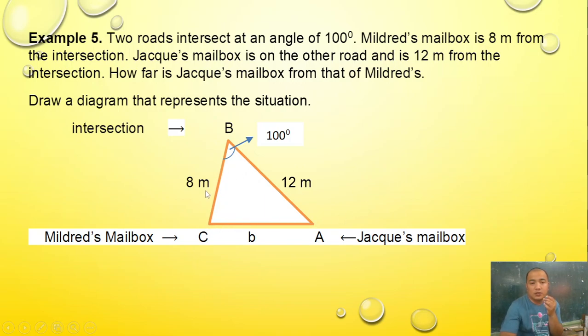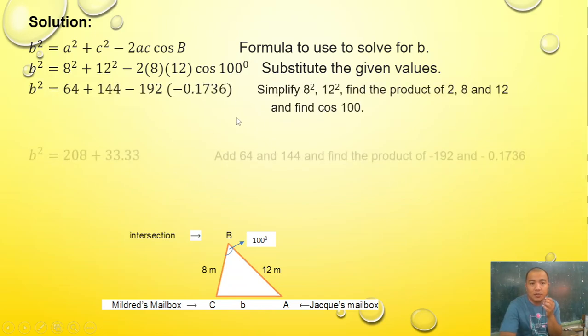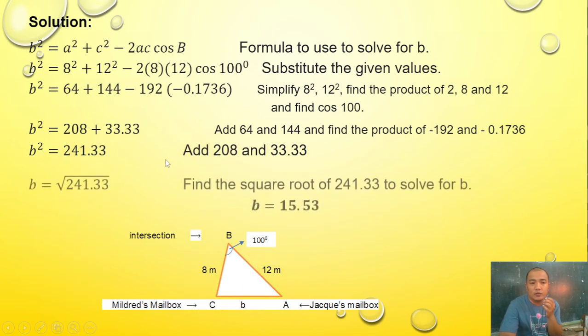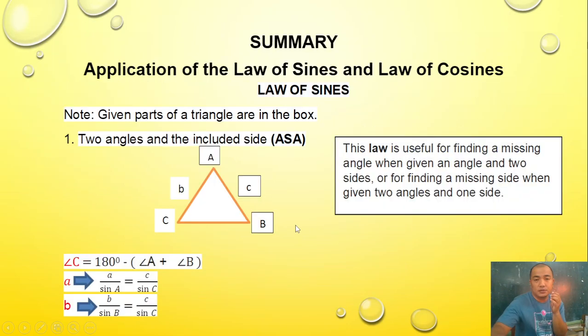Okay, since the given information are the side, angle and side, two sides and an included angle, we're going to use the law of cosines to solve for B. Yon, a squared plus c squared minus 2ac times cosine B. Substitute the given value, simplify. Yan, 208 plus na yan kasi negative times negative, positive. So, magiging 241.33. Get the square root of both sides. The answer is 15.53. So, Jack's mailbox is 15.53 meters away from that of Mildred's.